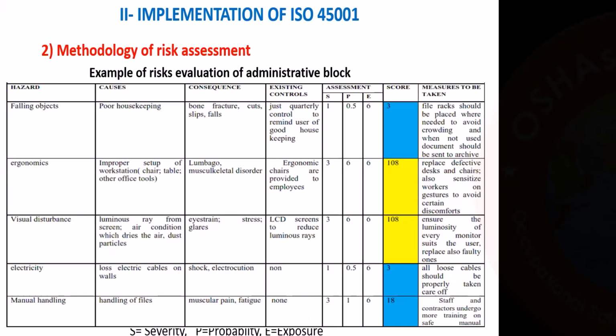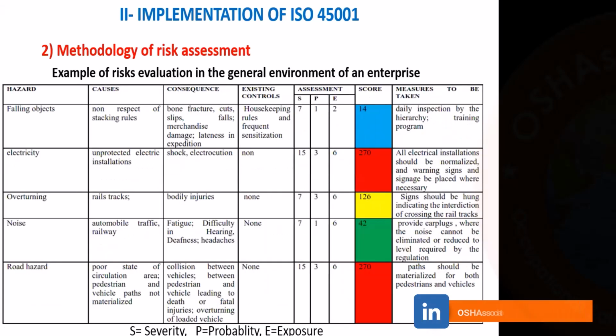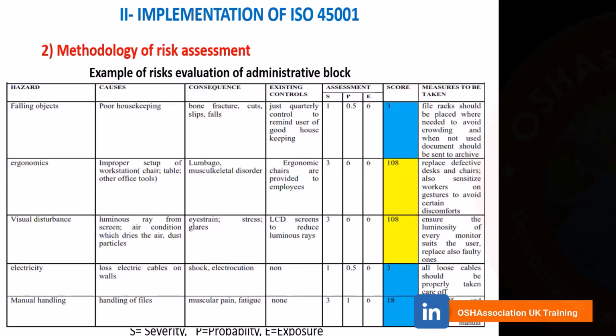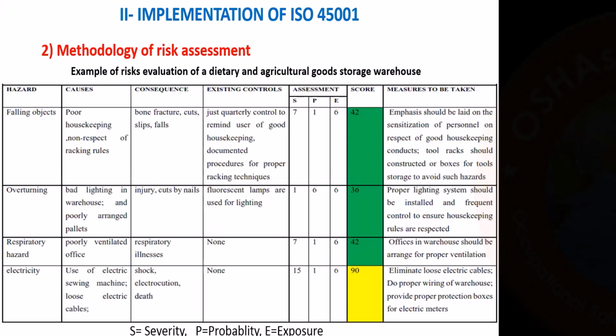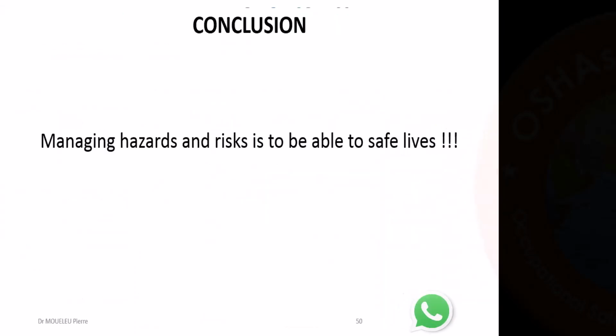We can also have a table like this. So we did analysis in the general environment of an enterprise, and here at the administrative block, we carry out analysis. We also have the dietary and agricultural goods storage warehouse, and so on.